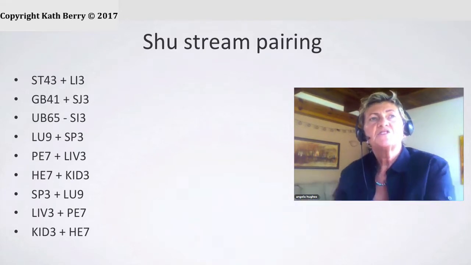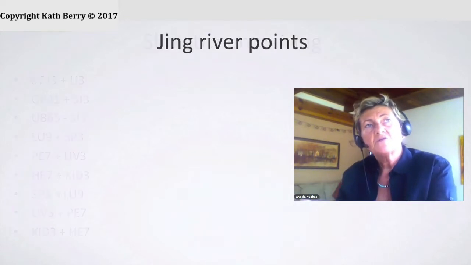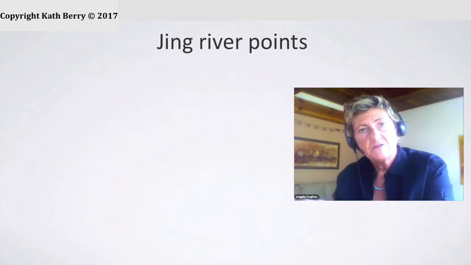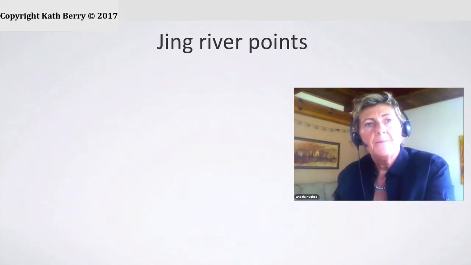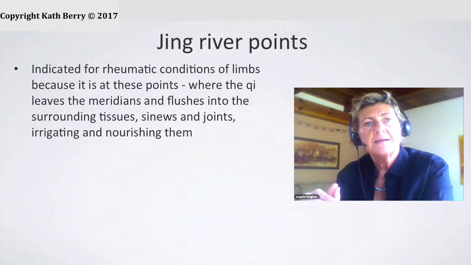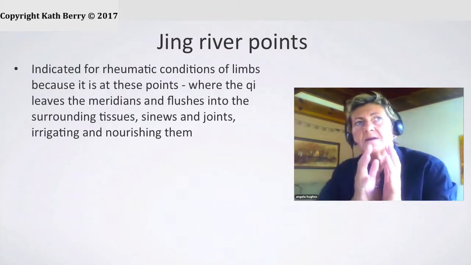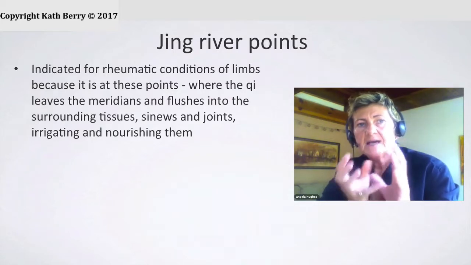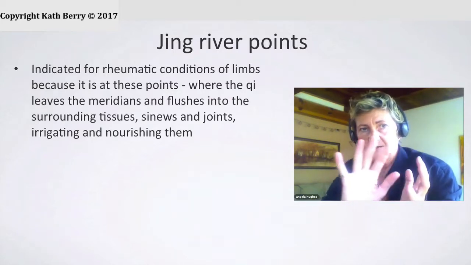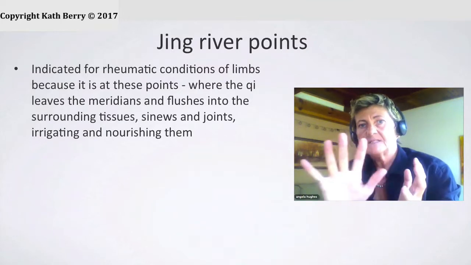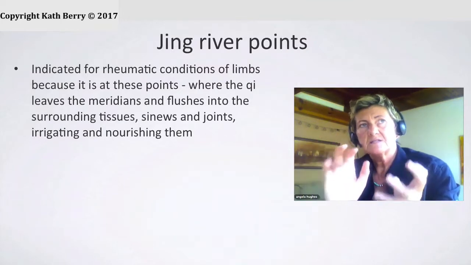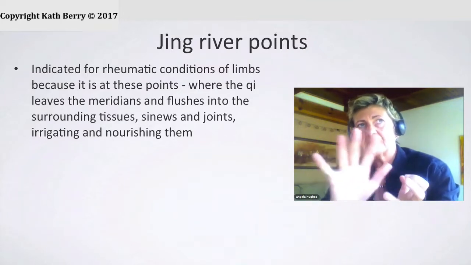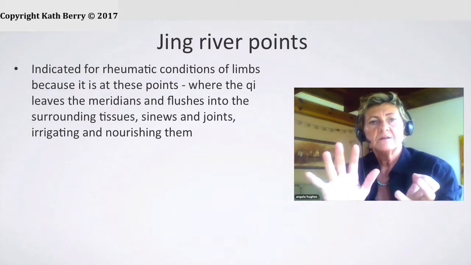So I want to move on to the Jing River points because these are points that are also specific for rheumatic conditions. According to channel theory, this is further up than the Jing well points, and it's where the qi actually leaves the meridians and flushes into the surrounding tissues, into the sinews and the joints, and it kind of irrigates the surrounding tissue.